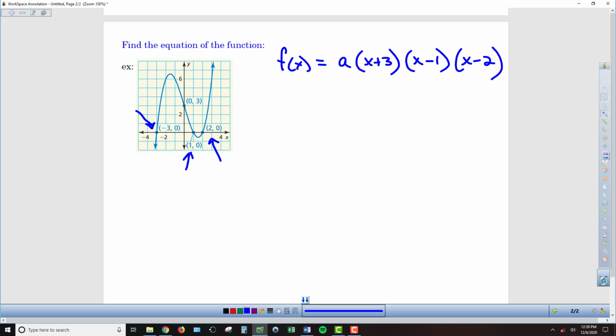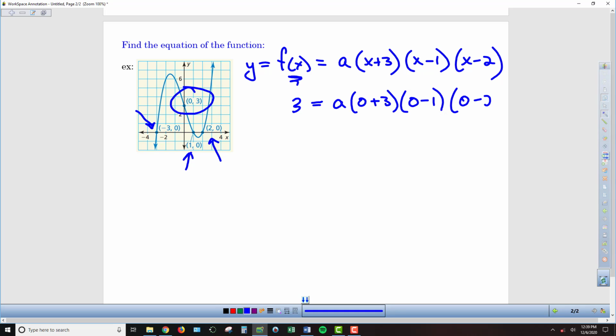And so that's where we have to have some other point somewhere on the graph to plug in for x and for the equivalent of y. And so that's this point right here. So in place of y, in place of f of x, I'm going to put 3, the y-coordinate, equals, and then a times, and in place of x, I'm going to plug in 0 everywhere. So we've got 0 plus 3, 0 minus 1, and 0 minus 2.